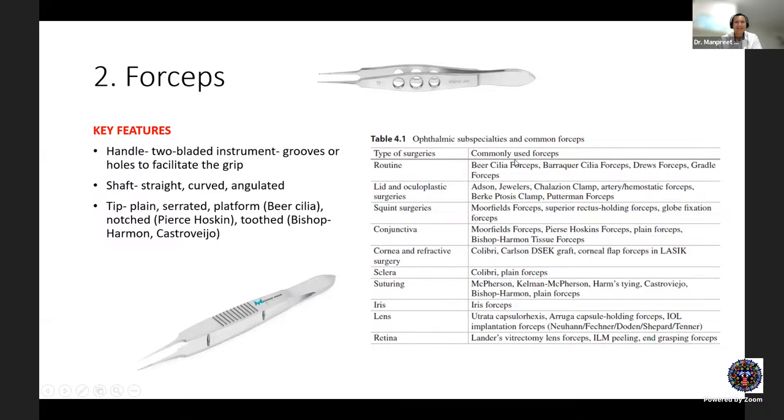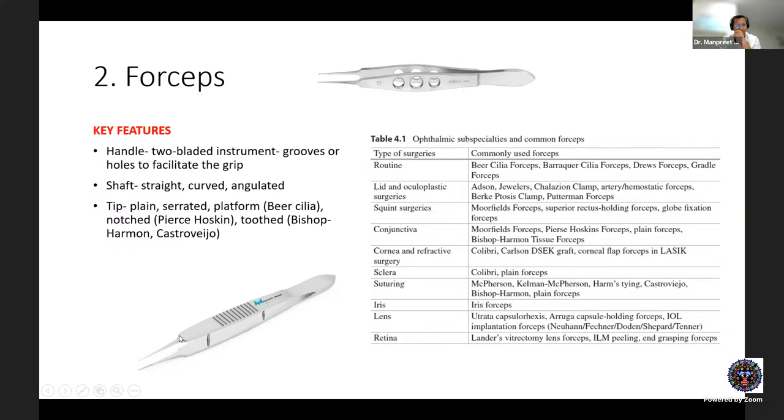Another most commonly used instrument is the forceps. Once you have applied the speculum, the next thing is, sister, please, forceps. The anatomical features are, it has a handle where the two blades join, and it may have grooves like the lower picture there, or holes to facilitate the grip. The one with the grooves is the Castroviejo design, and the holes were also described by Castroviejo but not promoted much. It has a shaft which can either be straight or curved.